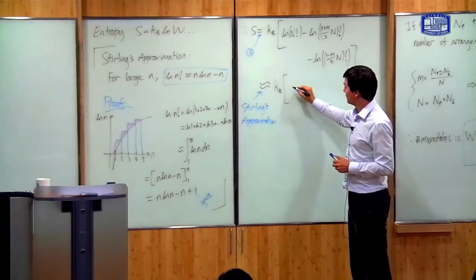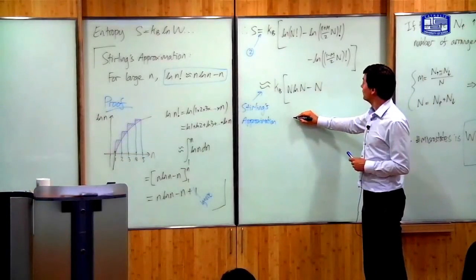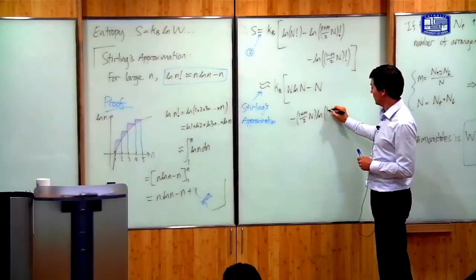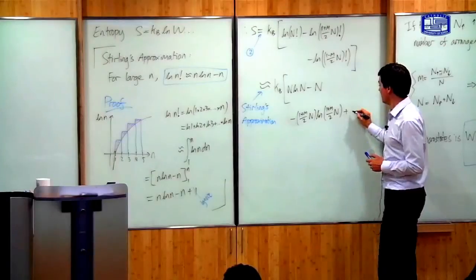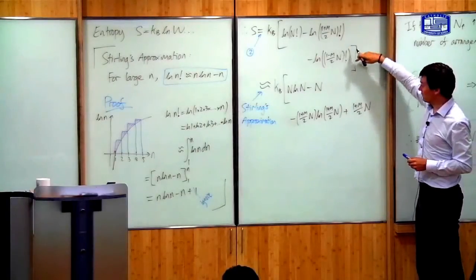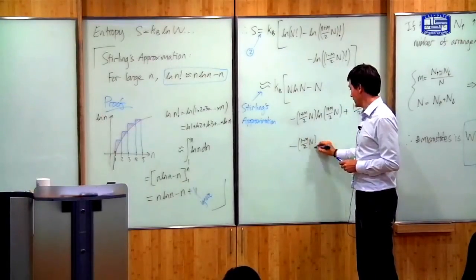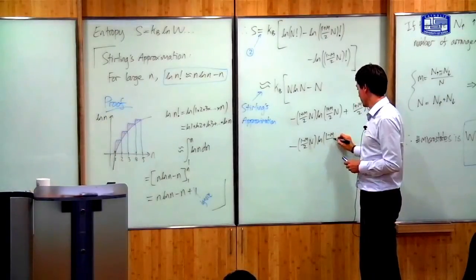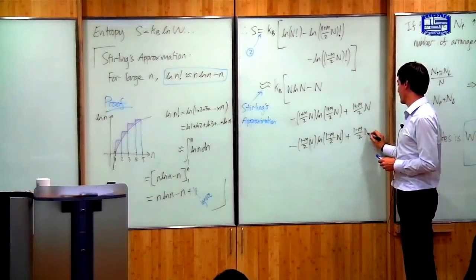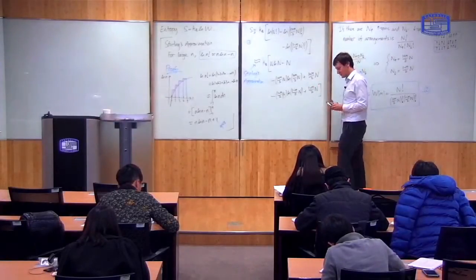k_B, so the first one is N log N minus N. The next one is minus (1 plus m over 2) N times the log of (1 plus m over 2) N, plus (1 plus m over 2) N. That's just from this term. And then finally from this term, we get minus (1 minus m over 2) N log of (1 minus m over 2) N, plus (1 minus m over 2) N. So as I said, we get lots of terms, but we'll see that many of these cancel now.